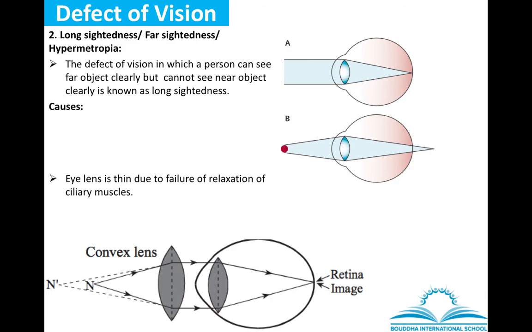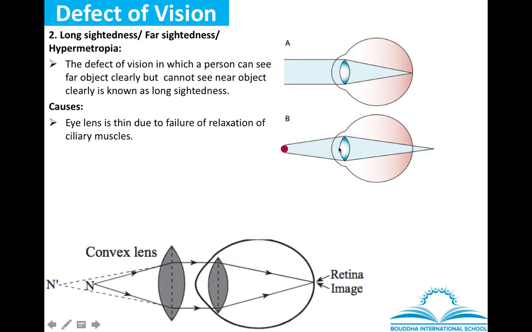The cause is that to see a near object, the eye lens must be thick, but here the eye lens always remains thinner, and because of that this defect of vision is caused. And sometimes it may happen that when the eyeball was this much big, the focus was on the retina. But because of some conditions, if the eyeball gets small in size, then the retina will shift forward. Due to that, the focus cannot take place on the retina, and this defect of vision is caused, and that is called contraction of the eyeball.